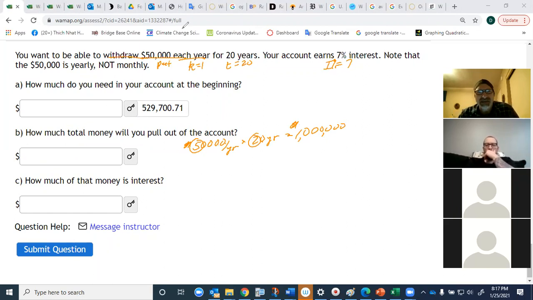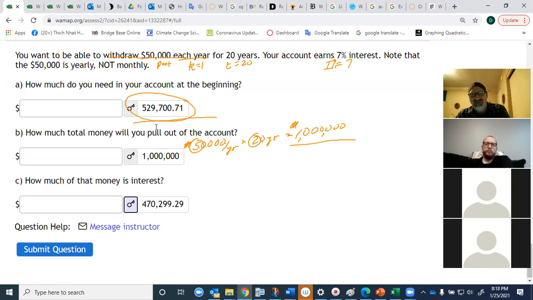And look, all you had in the account was $529,700. How can you take out $1 million when all you had was $529,700? You were making interest every year. Even though you're taking some of the money out, most of it was staying in there, so it kept making interest year after year, and a little less as time went by. So $1 million minus 529 is like $470,000, right? How much total money will you pull out is $1 million, and how much of the money is interest? That's when you subtract these two, 1 million minus the 529. Okay?